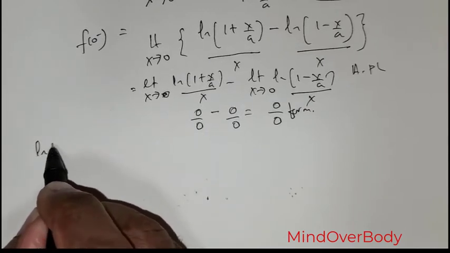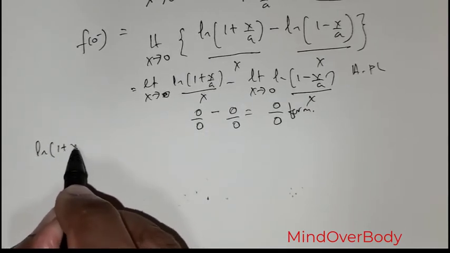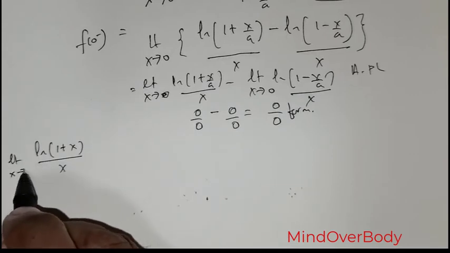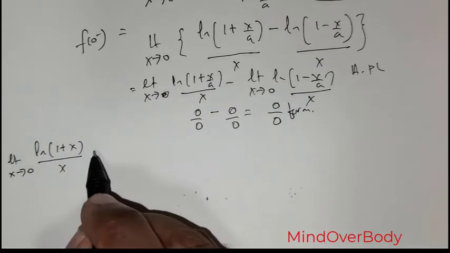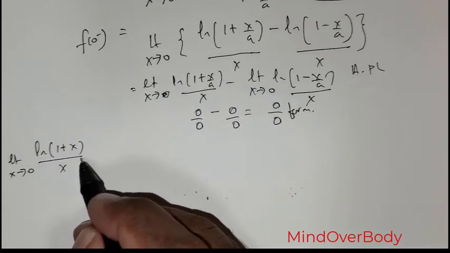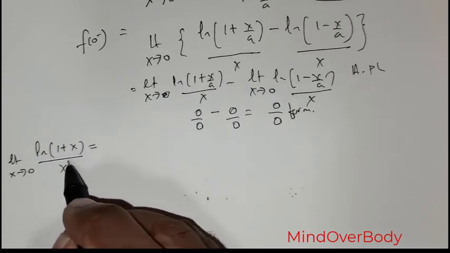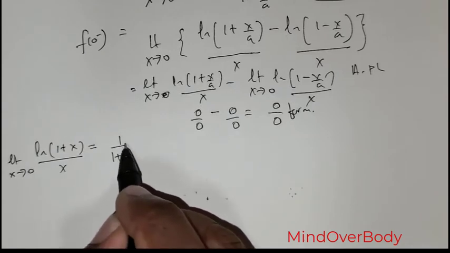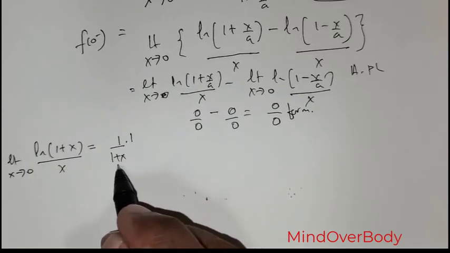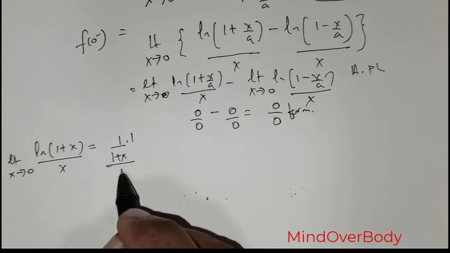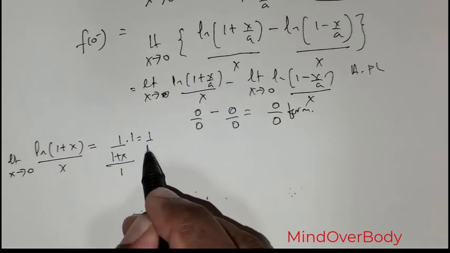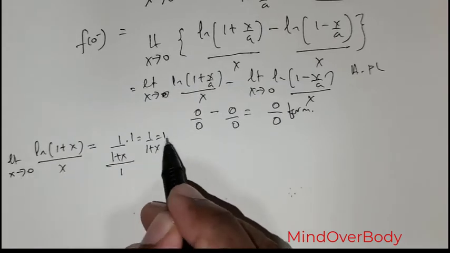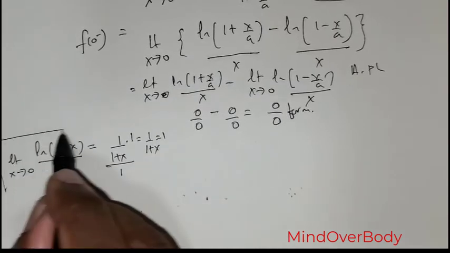Now suppose you have ln of (1 positive x) divided by x, and you take the limit x tending to 0. This is clearly 0 over 0 form, so if you were to apply the L'Hopital rule, this is going to be 1 over (1 positive x) times the differentiation of x, which is 1, divided by the differentiation of the denominator x, which is going to be 1. So you get 1 over (1 positive x). As x tends to 0, this is going to give you 1. So what am I trying to tell you?